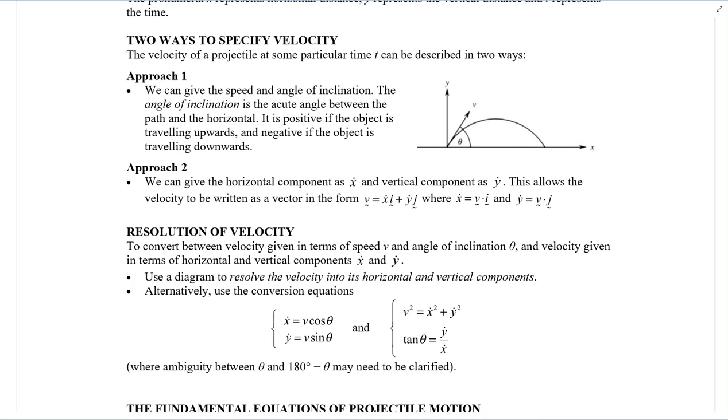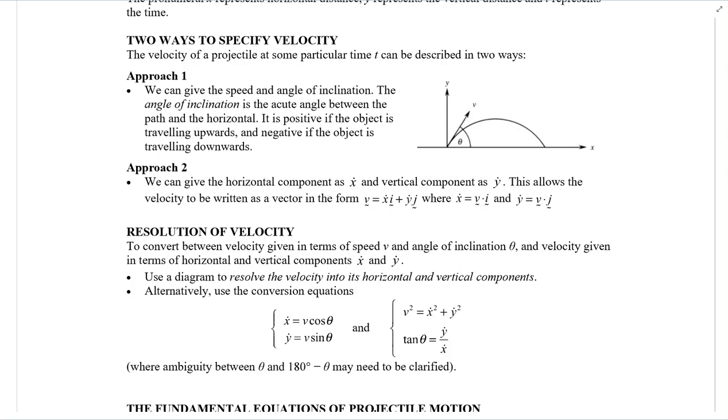So there are two ways to specify velocity. The velocity of a projectile at some particular time t can be described in two ways. So first of all, we can give the speed and an angle of inclination. The angle of inclination is the acute angle that is between the horizontal path and the angle that we're projecting. If it is positive, then the object is traveling upwards, and negative if it is traveling downwards. Okay, so you've got to have the direction from the vectors in there.